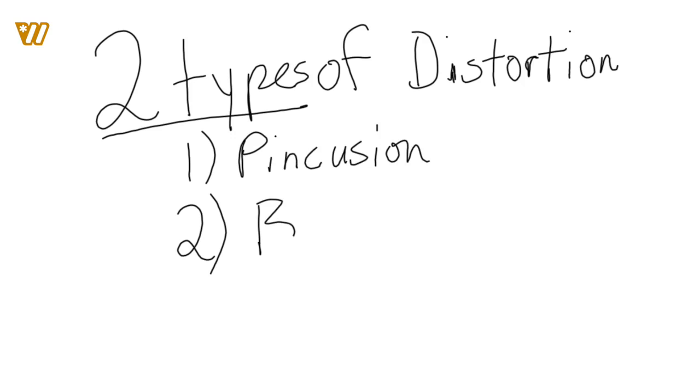And then barrel. So pin cushion and barrel distortion. The important thing to remember is that each one of these is associated with a particular type of lens. So what kind of lens will give pin cushion distortion?